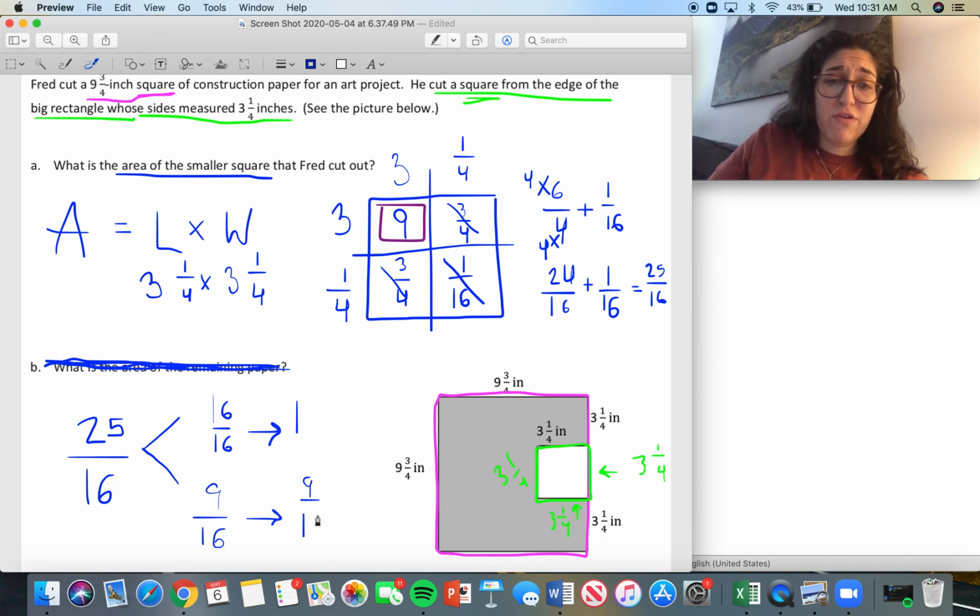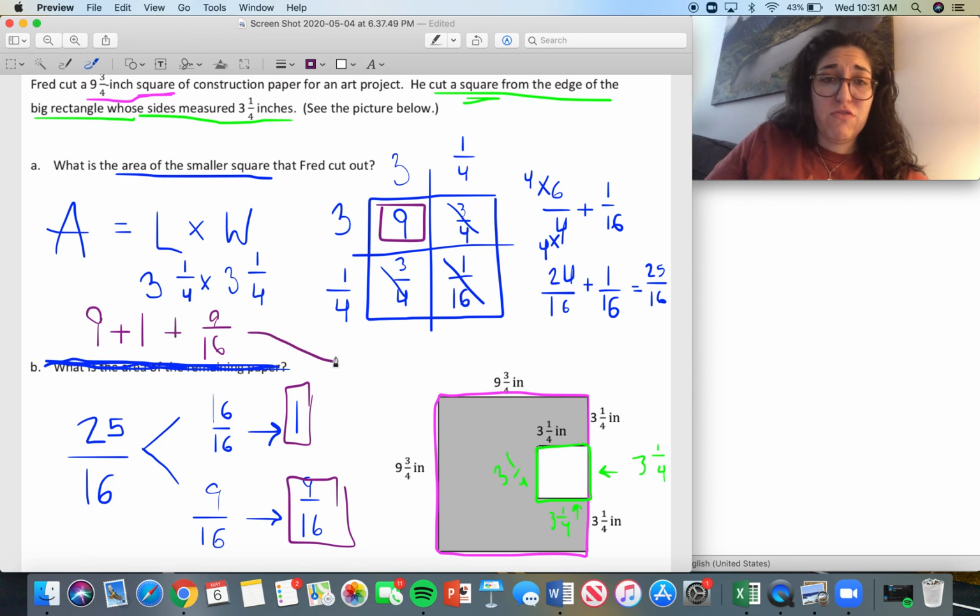So now what do I have? I have 1. What do I have that I still need to use, right? I've got 1, 9/16, and then the 9 from earlier. So now I need to add all of those up together. 9 plus 1 plus 9/16. My area is going to be 10 and 9/16. And that is how I'm going to find the area of the smaller square.